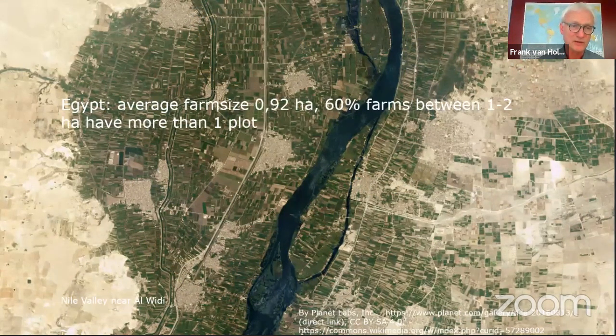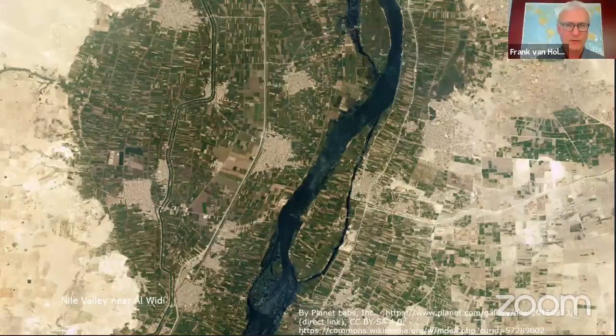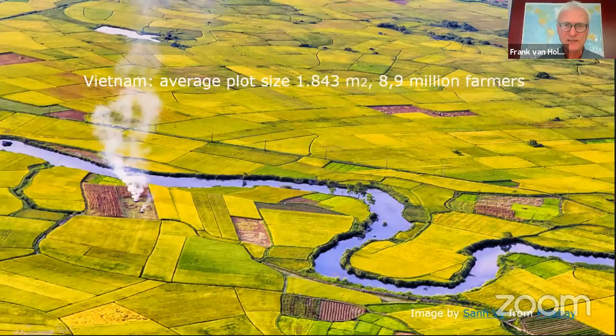From my own experience, I'll mention two examples. Egypt, with an average farm size below 1 hectare, and over 60% of the farms between 1 and 2 hectares have more than one parcel, 2, 3, 4, sometimes 5 parcels. Vietnam also has a small average farm size. There are almost 9 million farms in Vietnam, on average 2 to 3 parcels per farm. And I'm sure we can put many other countries on the list. I know also from traveling around the different regions.